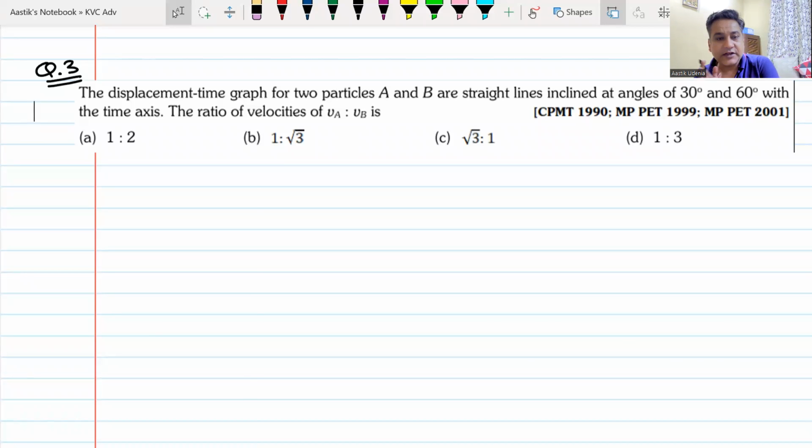The displacement time graphs of two particles A and B are straight lines inclined at an angle of 30 degrees and 60 degrees with the time axis. What is the ratio of velocity VA to VB? And I wait patiently for your answers, my dear friends. Remember, once we do one thing, we will lock it down. We will solve all possible problems that can come, and then only we shall move ahead in life.